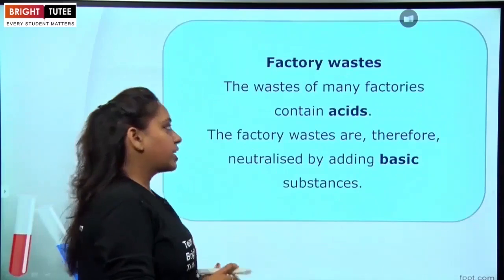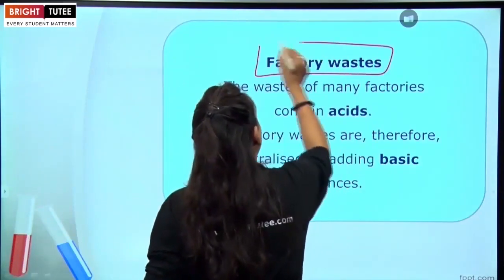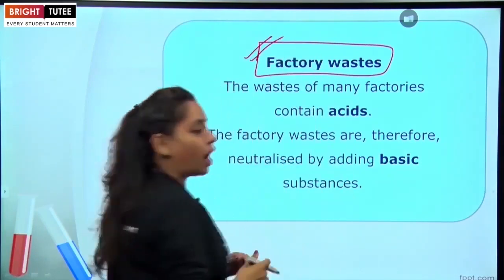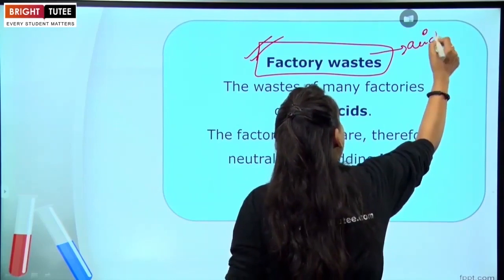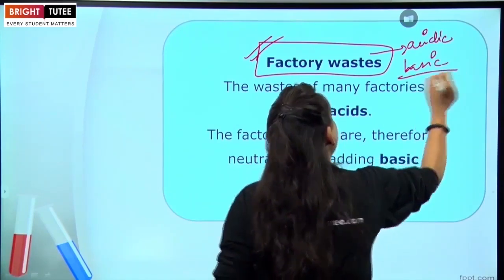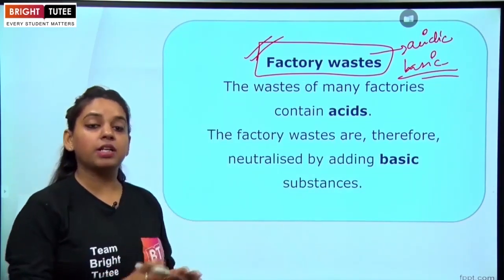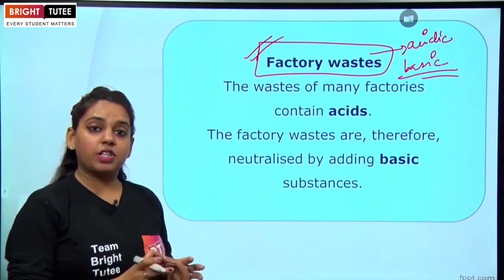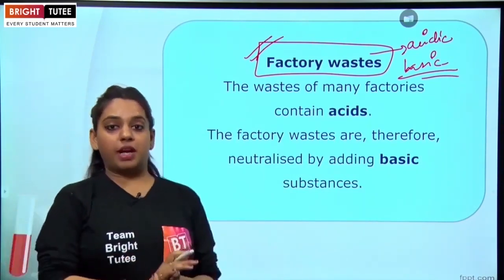Let us move towards the next point, which is factory waste. And children, you should know that the factory waste are usually acidic or they can be basic in nature. So we cannot release them directly into rivers or some water bodies, because it will disturb the nature of the water body, and it will harm the aquatic plants and animals.